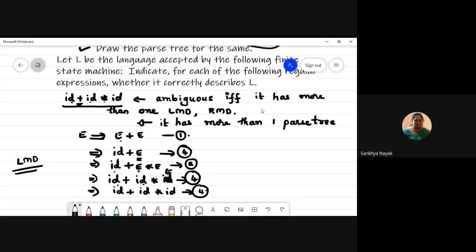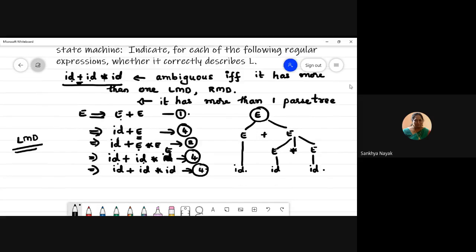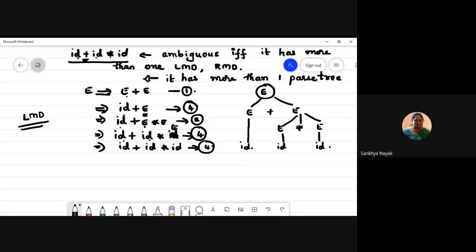So how do we write the tree for that? E derived E plus E in our first step. Then this one became ID. Then this one was expanded as E star E. And then this became ID. And this one also became an ID. Okay. Let us see if I can have one more expansion, same leftmost derivation.